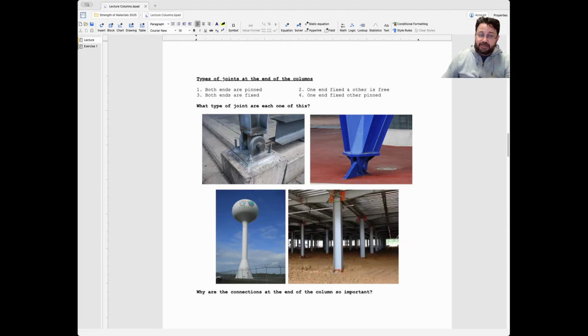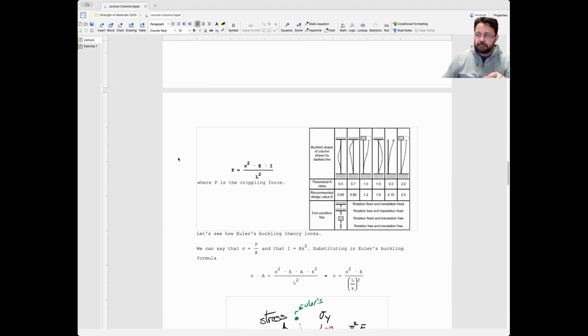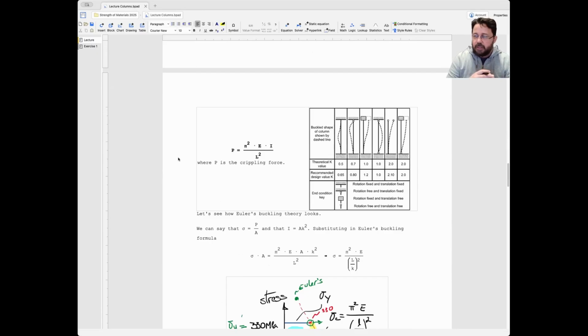Then there is a table I'm going to show you. Why are the connections very important? I didn't want to jump into the details of how Euler got from the equilibrium states, stable, neutral, unstable, to the famous Euler formula for columns, which is this one. That's a very nice application. I also have a video on how to derive everything and get to this.